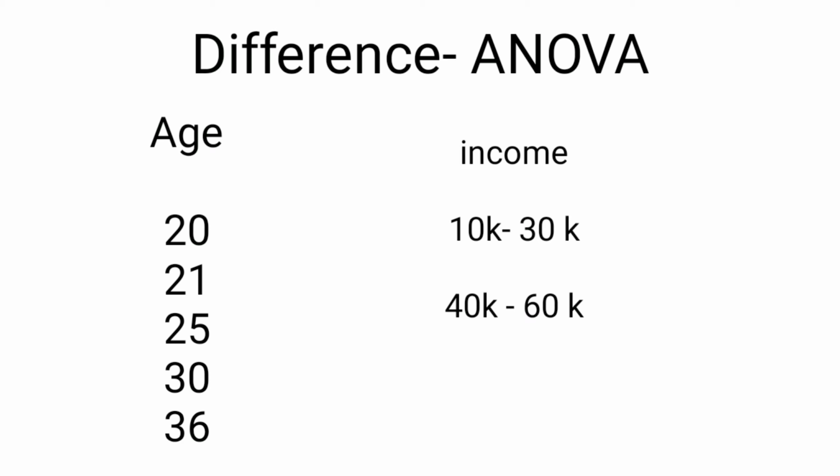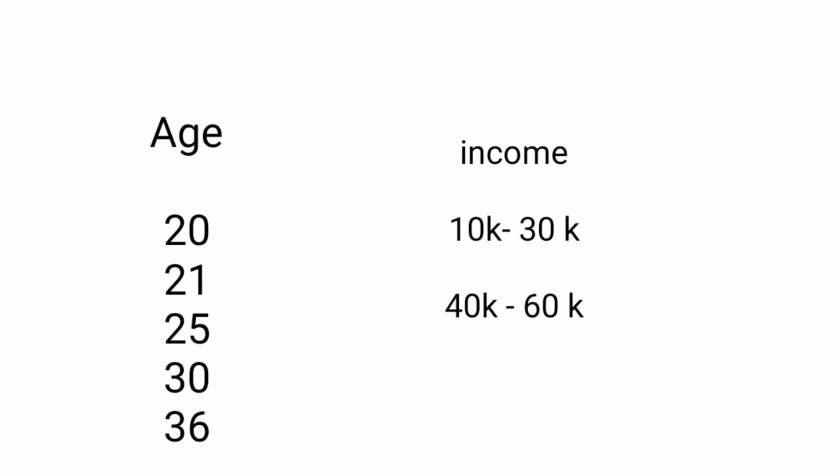Whereas in the case of ANOVA, if one variable is actual data and another variable consists of more than two categories, and you want to find the differences between the independent variable and the dependent variable, then you have to choose the test called ANOVA.